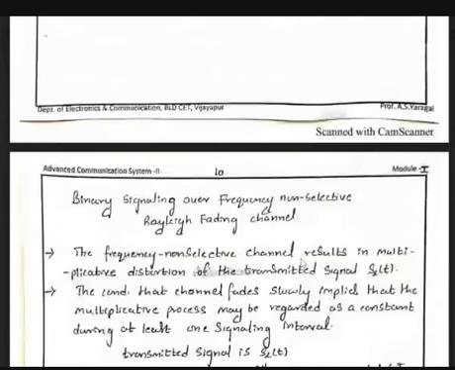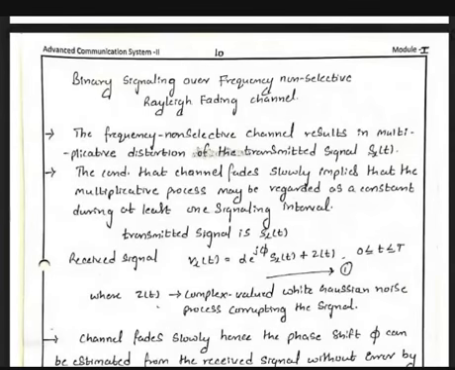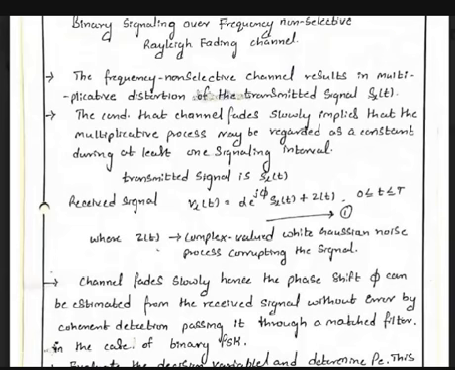Now let us move on to the next topic, that is binary signaling over a frequency non-selective Rayleigh fading channel. In this topic, what we are trying to understand is that there is a frequency non-selective channel, FNS. Because of this there is a multiplicative distortion regarding the transmitted signal. What is this multiplicative distortion? Let us consider distortion as a noise. This noise is due to random scattering in the medium.